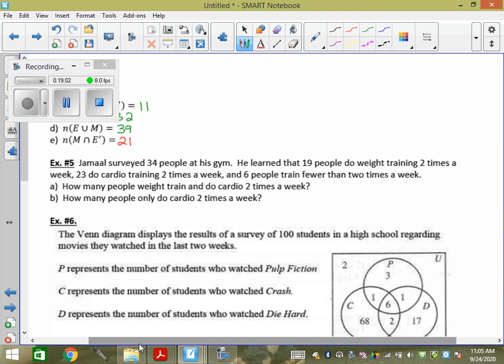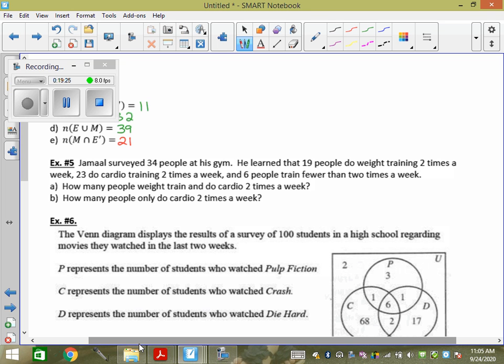So, Jamal surveyed 34 people at the gym. You know, he's bored. He's like, you know what? I'm going to survey you all. I don't want to do work. So he learned that 19 people do weight training. Now, this is the catch. We are now advancing to 3 circle Venn diagrams. So now we have to decide when we read a question, is it a 2 or is it a 3?